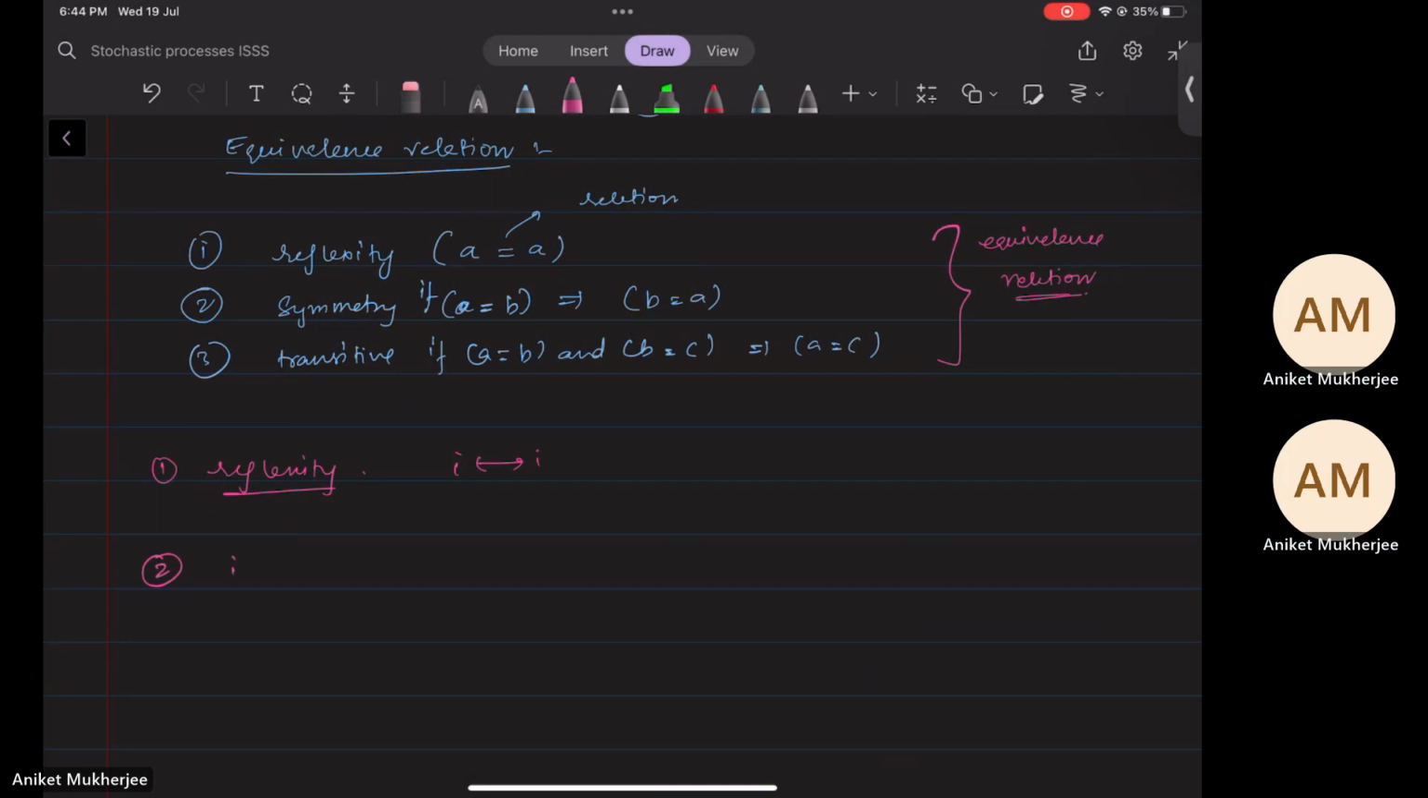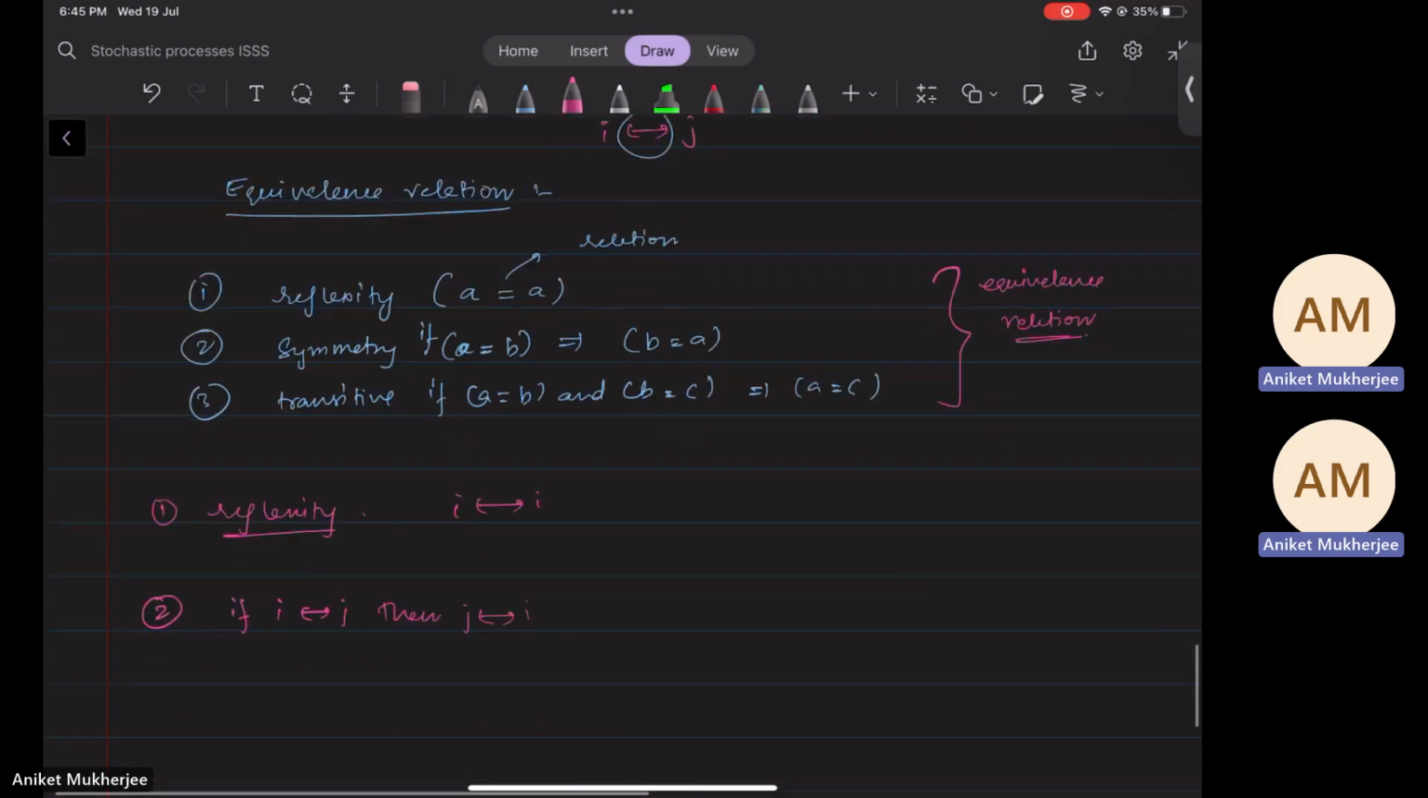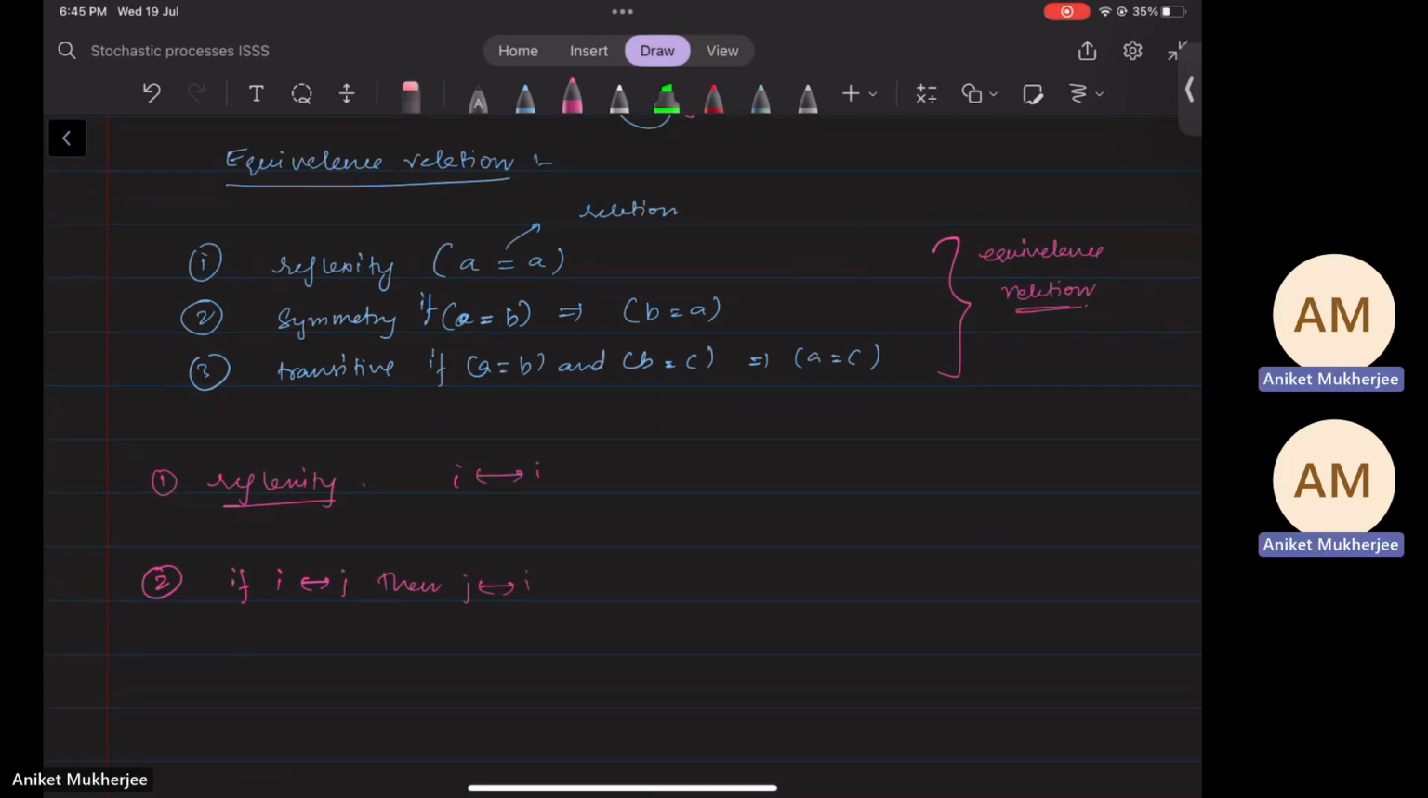Second, if i communicates with j, then j communicates with i. Because you have this whole thing of symmetry: if i communicates with j, then p_ij^n is greater than 0. So that means you'll also have a sample path which will go from j to i in some n steps. It might not be the same n, but there will be an n such that you have some positive path. So these two are trivial.